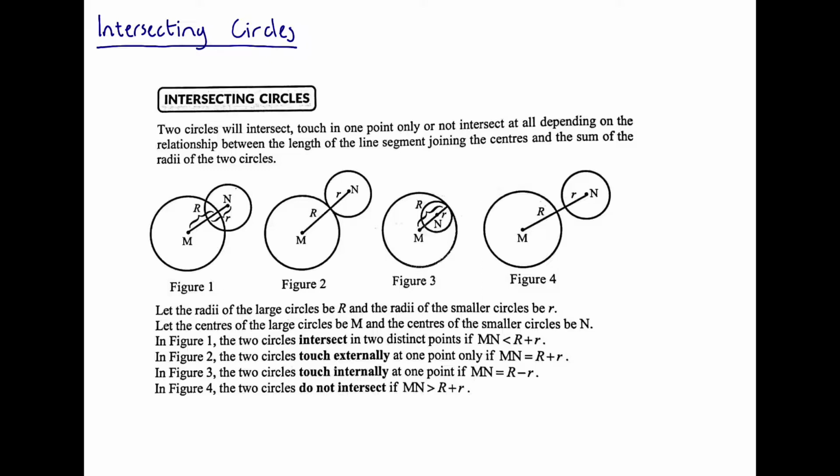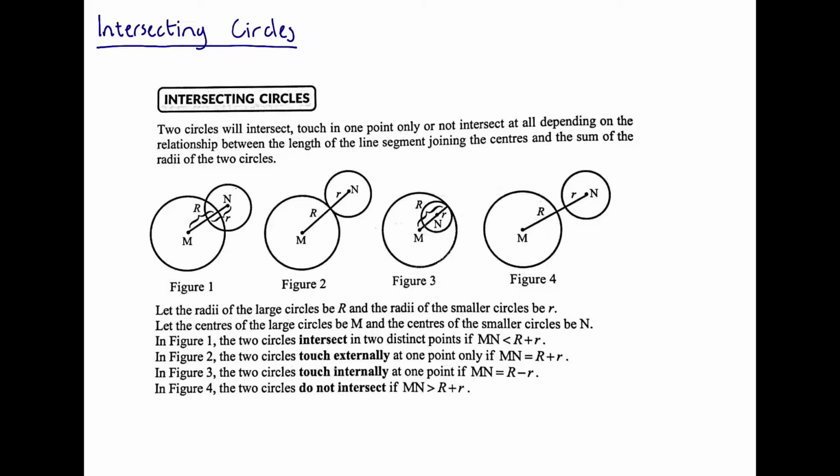All right, so the basic concept here is that if the distance MN, from M to N, is smaller than the big radius plus the little radius, then it means that the circles intersect twice. In other words, there's an overlap. And that should make sense to you because there's an overlap here where the big radius and the small radius are part of the same line.